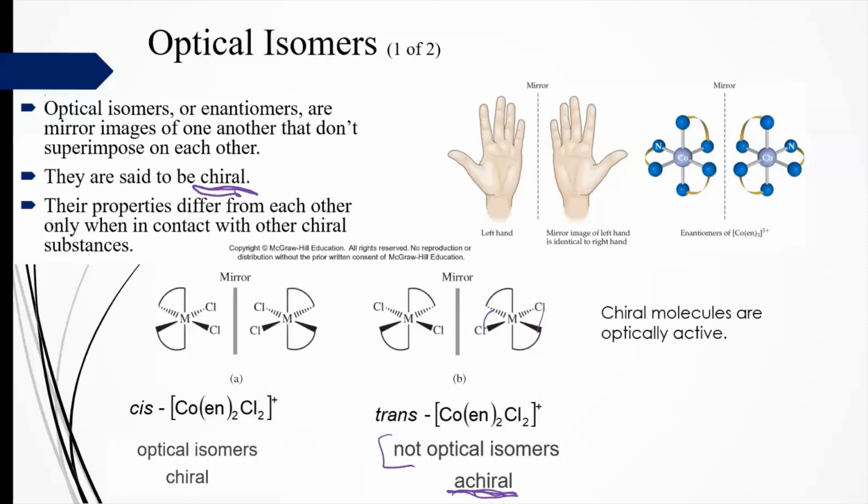On the other hand, when we look at our cis version here, if we start to rotate this one over, we're not going to get them to line up in the same way as we could with our trans one. And so they're going to be optical isomers, and be listed as chiral. And you can kind of see why they don't overlap.